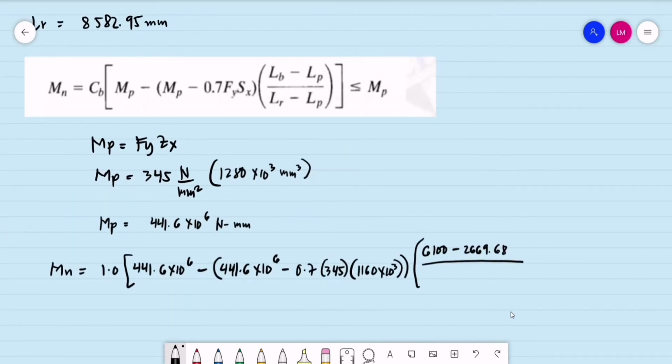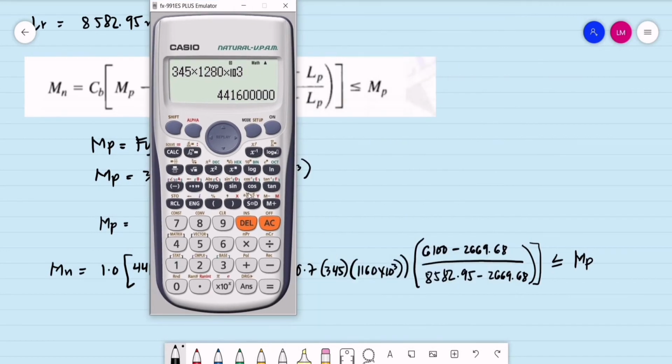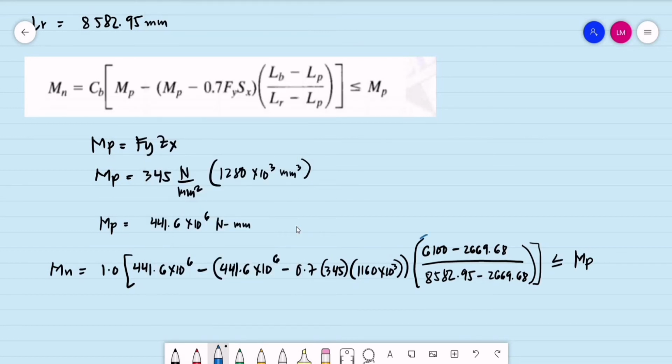What is the L sub R? So L sub R is equal to 8,582.95 minus L sub B. So 2,669.68. And then this value should be less than or equal to the value of the elastic moment. Okay, so we are now to compute. So I'll be starting with this proportion or this ratio.